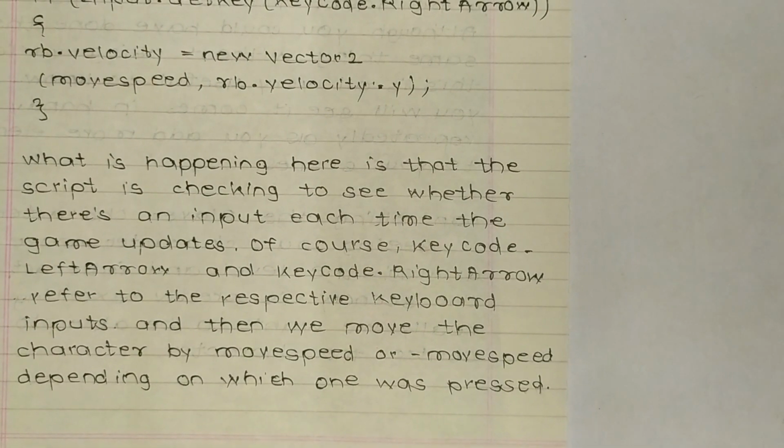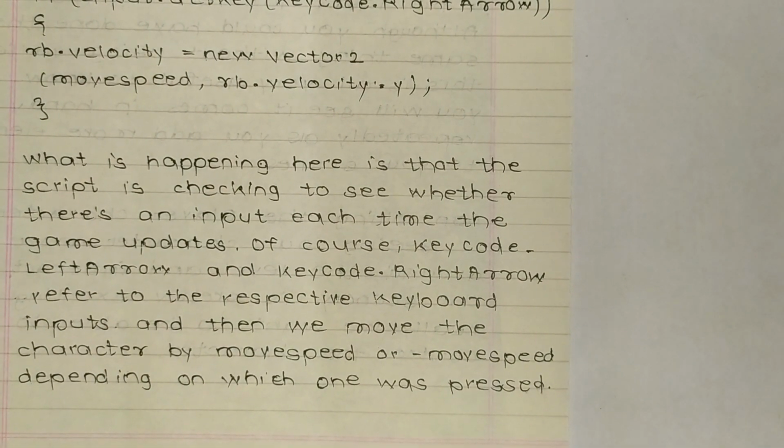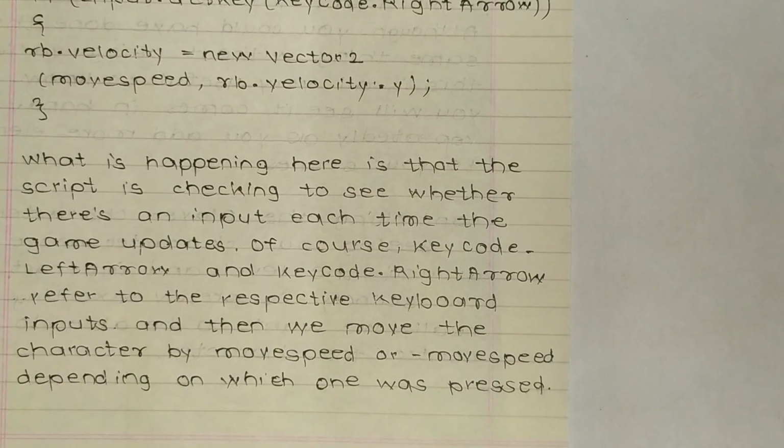So what is happening here is that the script is checking to see whether there is an input each time the game updates. Of course, KeyCode.LeftArrow and KeyCode.RightArrow refer to the respective keyboard inputs, and then we move the character by moveSpeed or minus moveSpeed depending on which one was pressed.